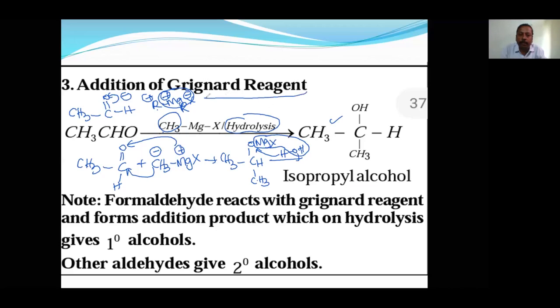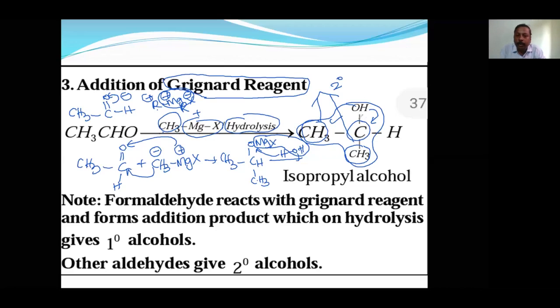Grignard reagent is a very utilized reagent. Everywhere, understand that MgX will be separated as a positive, R will be separated as a negative. Now here, which degree alcohol is formed? Here this is a 2-degree alcohol.